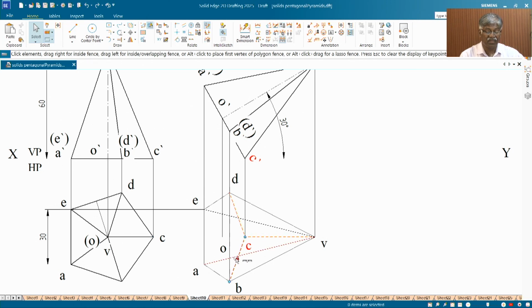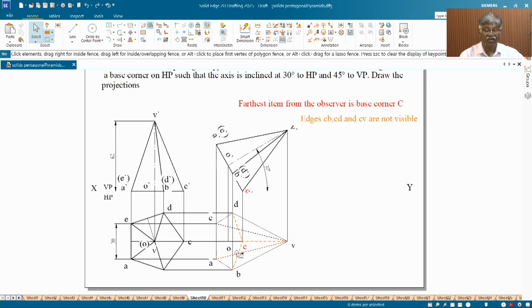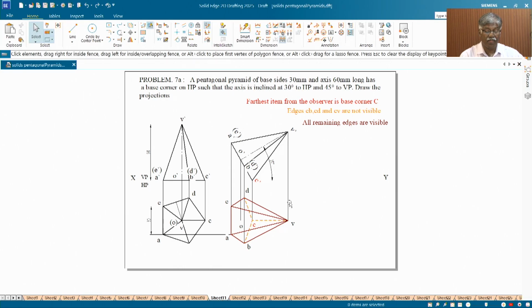These are the three lines which are not visible. So I have identified here. The farthest item from the observer is C. Edges CB, DC, CD are all not visible. Then the rest of the edges are visible, either slant edges or base edges. That's what I mean. Boundary lines, as usual, are visible.